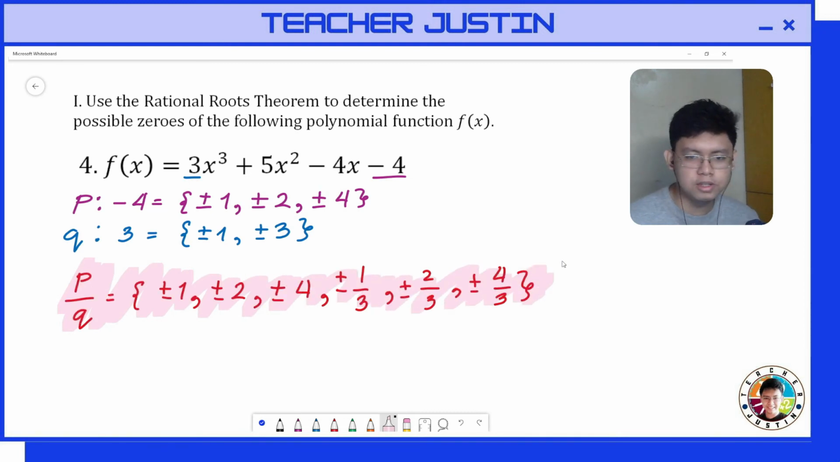So we have positive negative 1, positive negative 2, positive negative 4, positive negative 1/3, positive negative 2/3, and positive negative 4/3. And that's it. Alright, ta-da! And that is it.